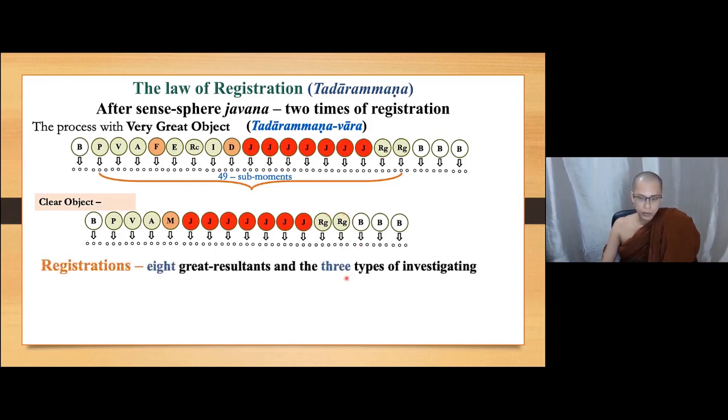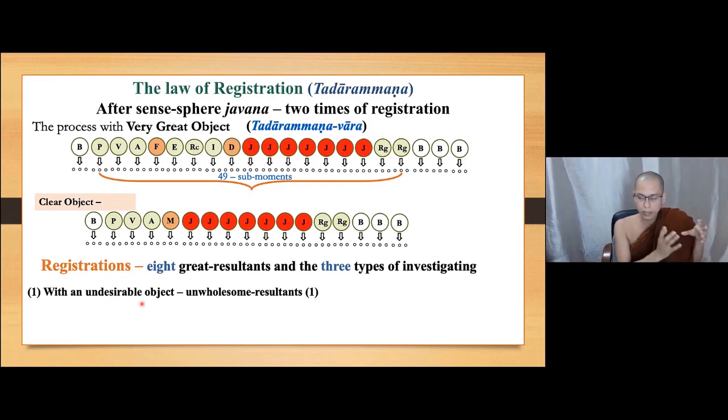So at the moment of registration, you can identify any of 11: any of the 8 great resultant or the 3 types of investigating consciousness. It depends on the object, and also on the javana. So we need to see the rules of agreement between javana and registration. If the object is undesirable, one unwholesome resultant consciousness is possible. We can identify it if either of these two processes takes an undesirable object, whether a very great object or a very prominent object.